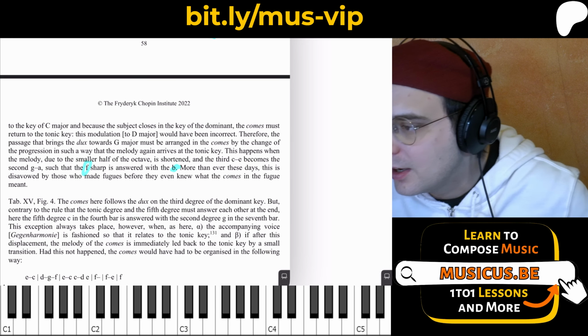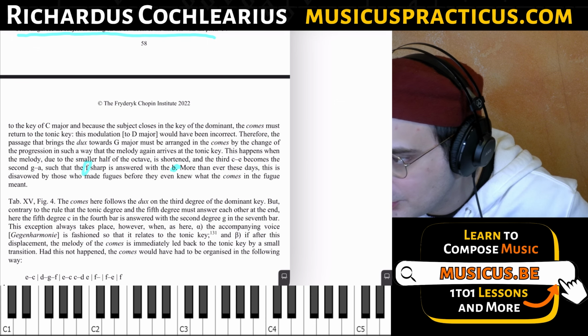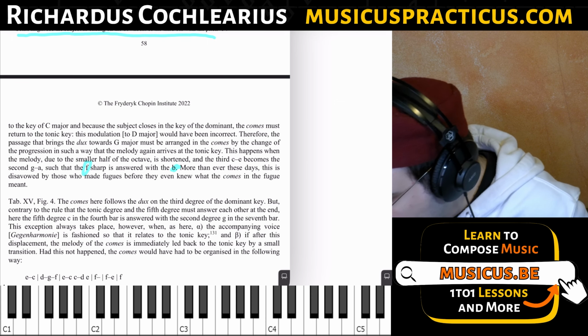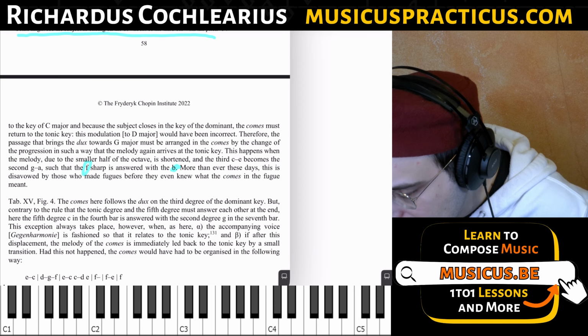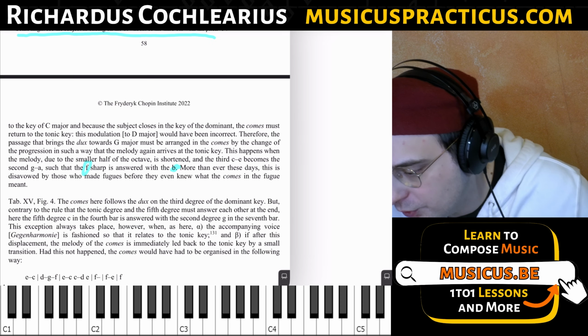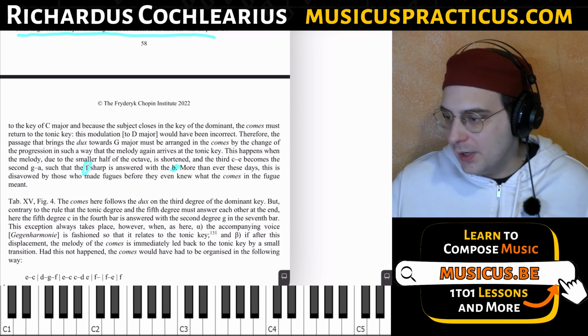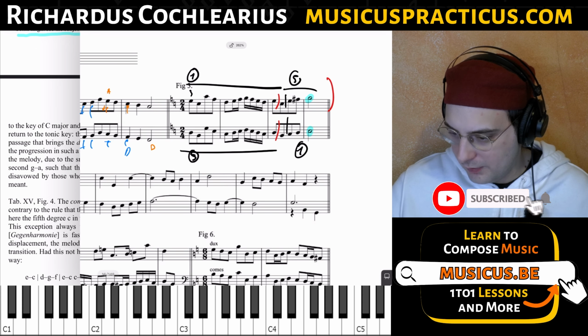Disavow: disconfessare, ripudiare, rinnegare, sconfessare. So, even more these days, this is disavowed by those who made fugues before they even knew what the comes in the fugues means. Okay. By the way, that's just gossip of the time.